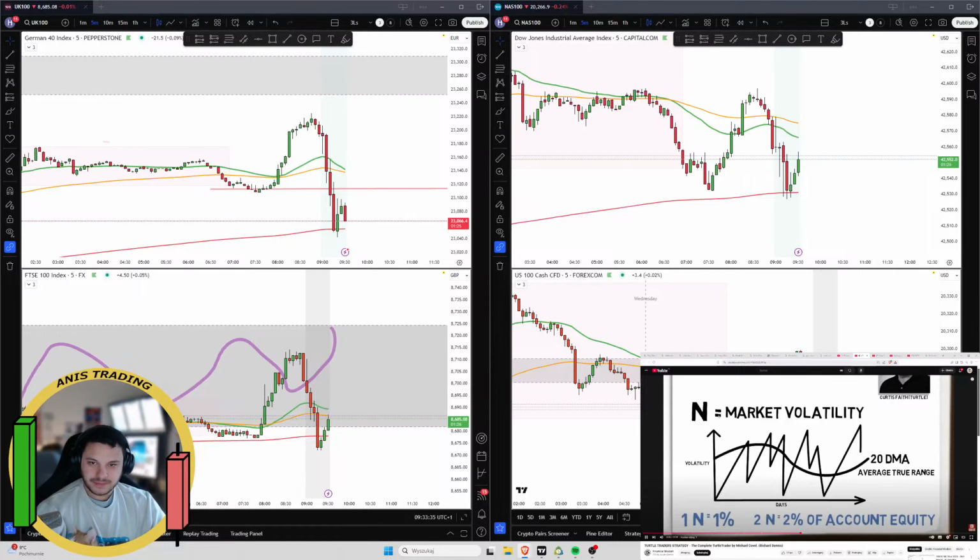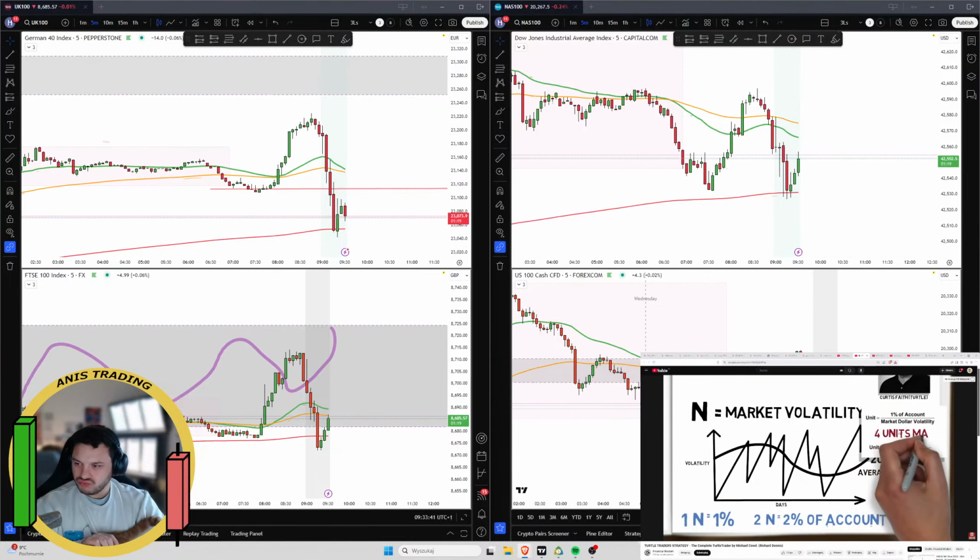called their position sizes units, and the formula is seen here. The maximum amount of units that could be traded on a single market was 4.